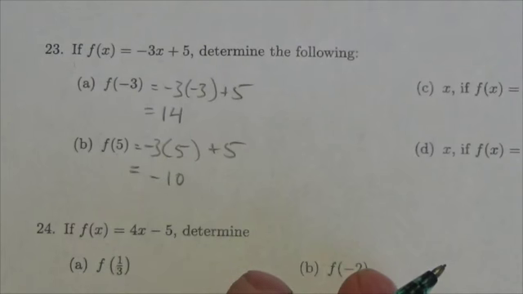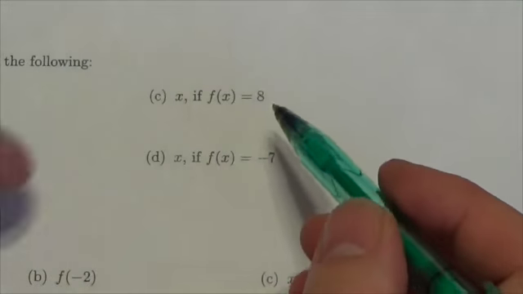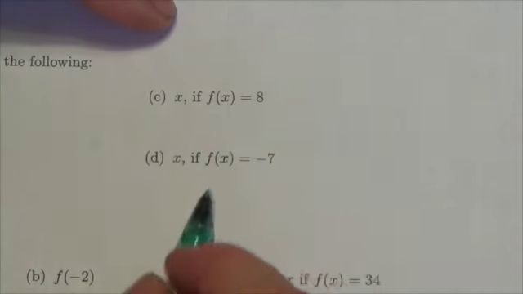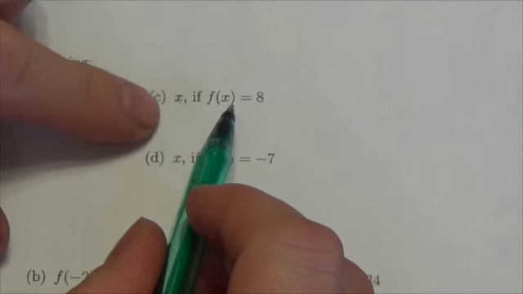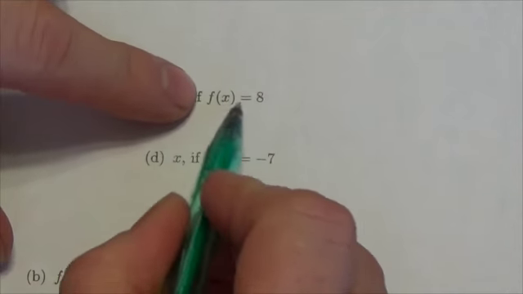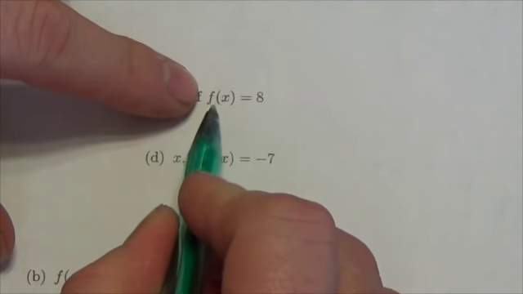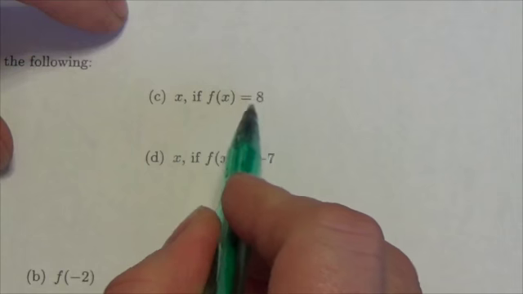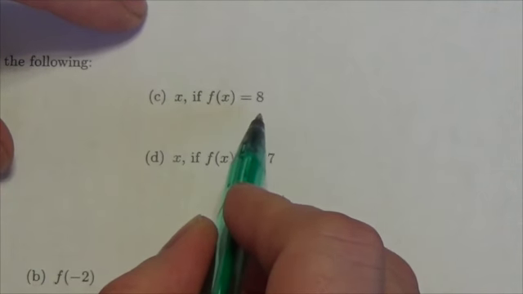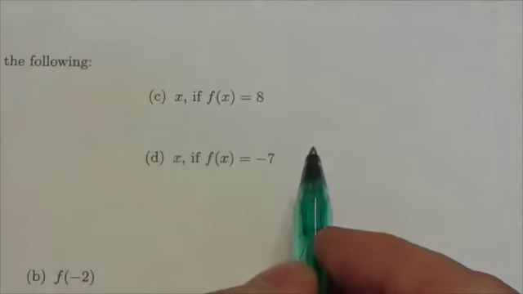Now, over here, C and D, I consider these the more interesting problems because we're being asked to go backwards. In this case, I'm telling you that the dependent variable, which is this whole symbol here, f of x, represents the dependent variable. Here, I'm identifying that it is going to be 8, and I want to know what the independent variable is.